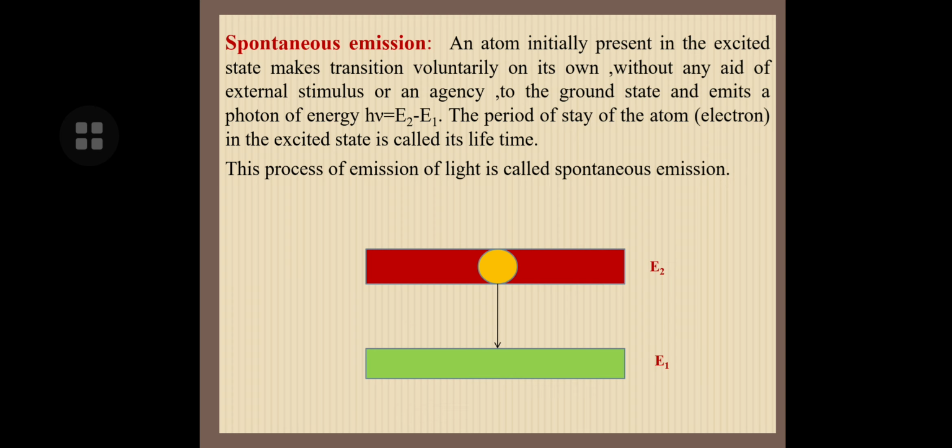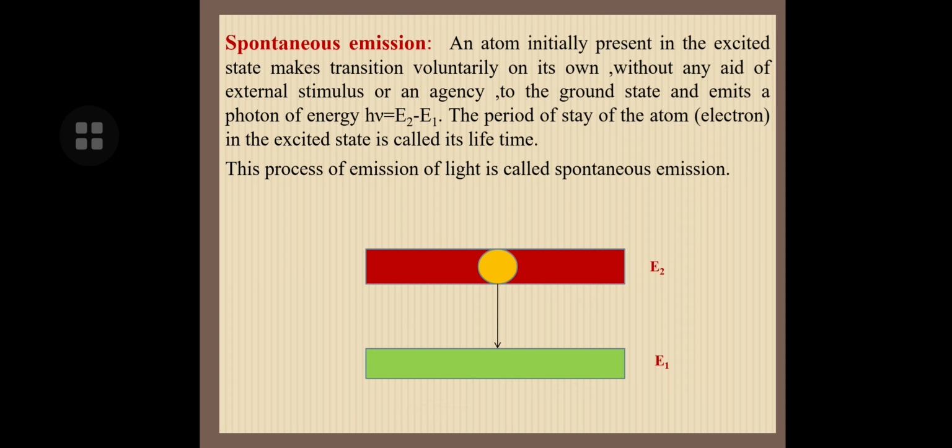The first one is spontaneous emission. An atom initially present in the excited state makes a transition voluntarily, on its own, without the aid of any external stimulus or agency, to the ground state and emits a photon of energy h nu equal to E2 minus E1. The period of stay of the atom or electron in the excited state is called the lifetime. The process of emission of light is called spontaneous emission.